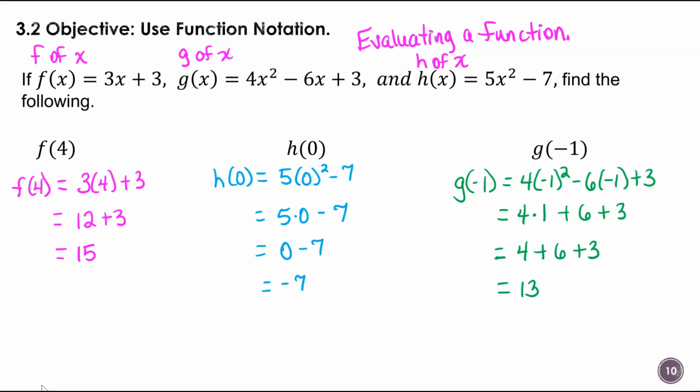Now, the other thing that I hadn't mentioned is that we actually just made ordered pairs because we took an x coordinate, substituted in, and we found f of x. Well, f of x takes the place of y. So for this first one, we had an ordered pair of 4, 15. On the second one, the ordered pair is 0, negative 7. And on the third one, my ordered pair is negative 1, 13. All right, so we have a bunch of ordered pairs. You can use functions whenever you're graphing, and we will be doing that coming up.